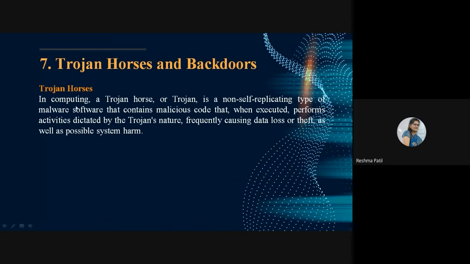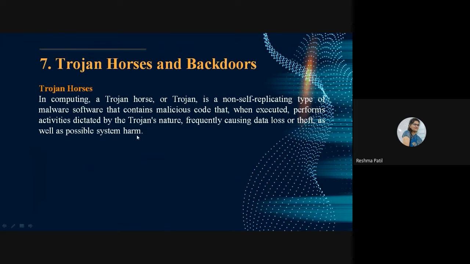Trojan horses. In computing, a Trojan horse, or Trojan, is a non-self-replicating type of malware. Viruses and worms are self-replicating, that is, they create copies, but a Trojan is non-self-replicating. Remember this. It contains malicious code that, when executed, performs activities dictated by the Trojan's nature, frequently causing data loss or theft as well as possible system harm.